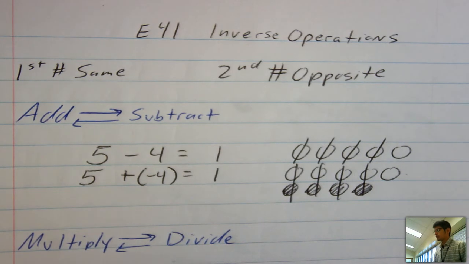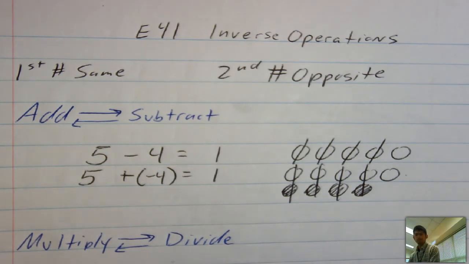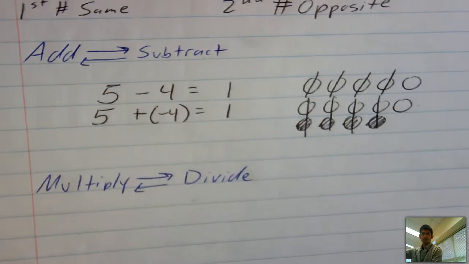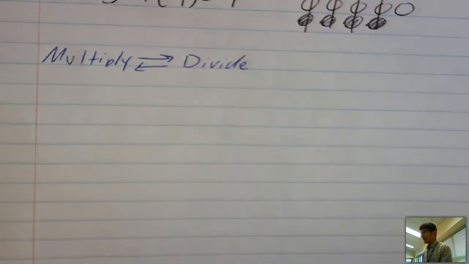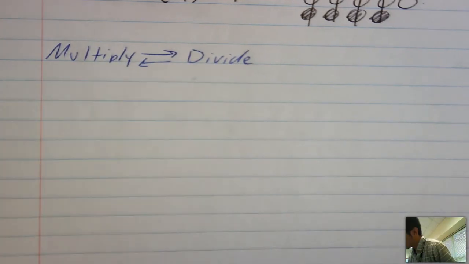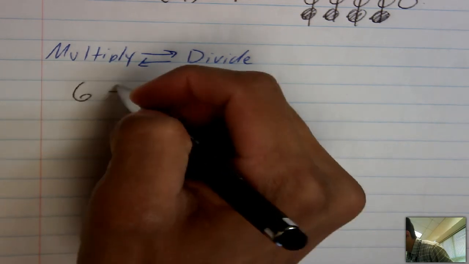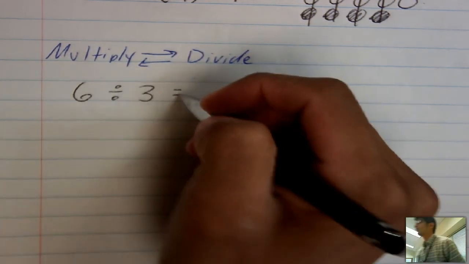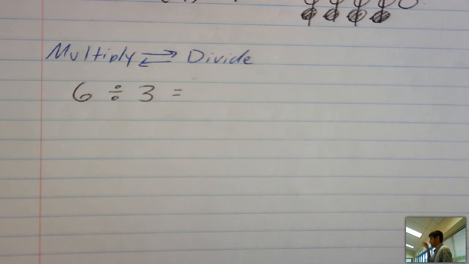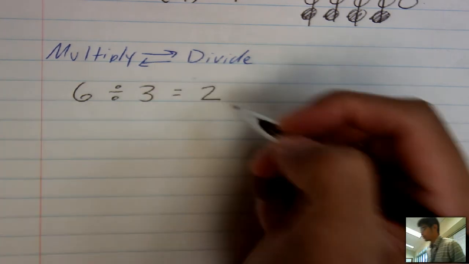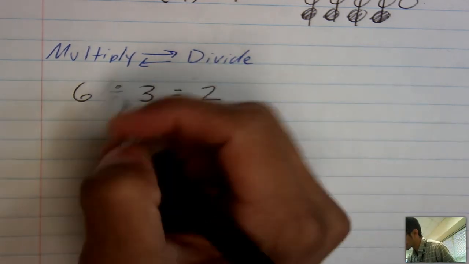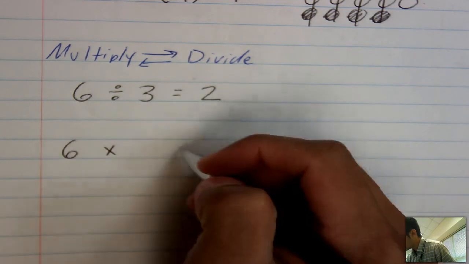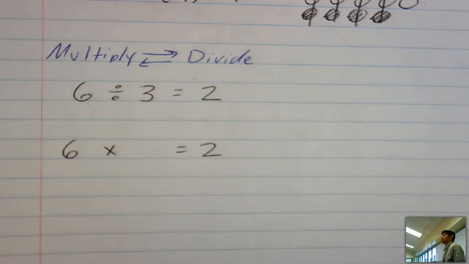Okay? The rules for multiplying and dividing look a little bit different than that. So for multiplying and dividing, let's give you this example. Let's do 6 divided by 3. And 6 divided by 3 we know is what? 2. 6 divided by 3 is 2, right? Now how can we write that as a multiplication problem? 6 times what equals 2?